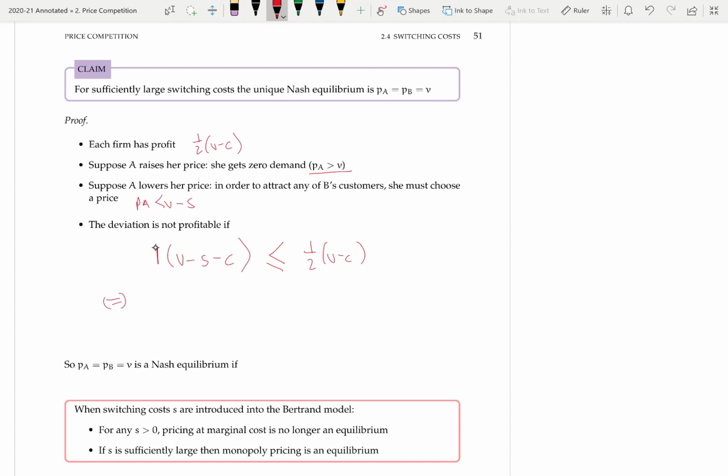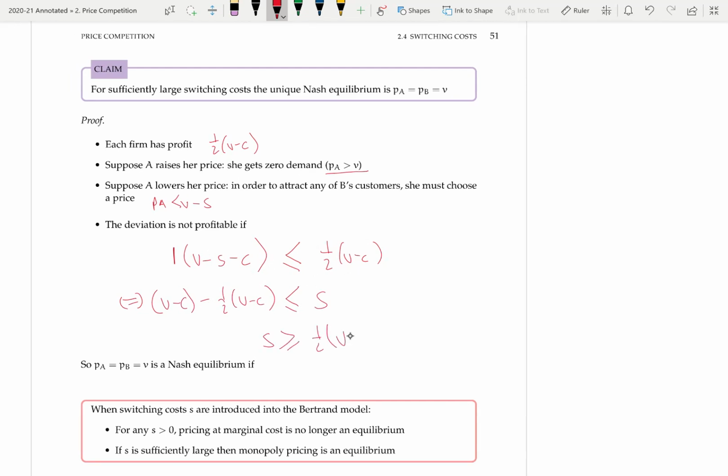So we have a 1 times V minus C over here, and we have a half times V minus C over here. So let's subtract half V minus C from both sides and add S to both sides. Then we end up with this inequality here. So as long as the switching cost is greater than or equal to half times V minus C, firm A is better off pricing at V than lowering a price in order to capture B's customers. So this is the condition for pricing at V to be a Nash equilibrium.